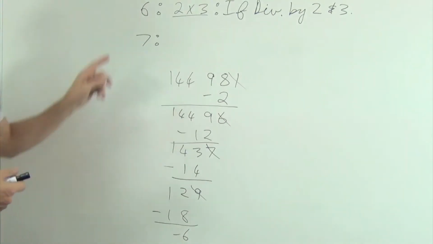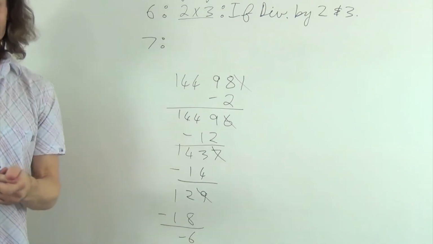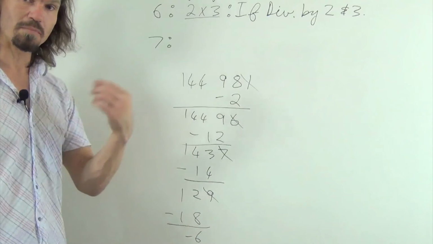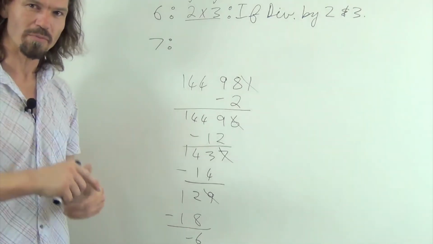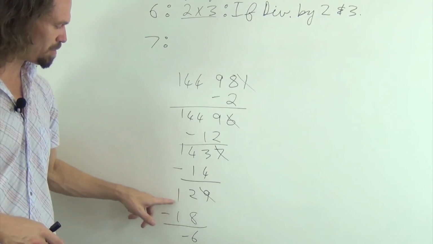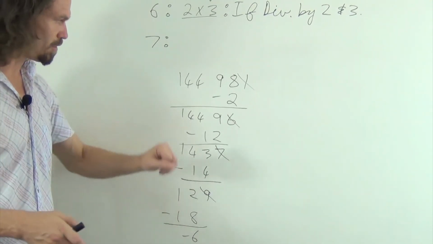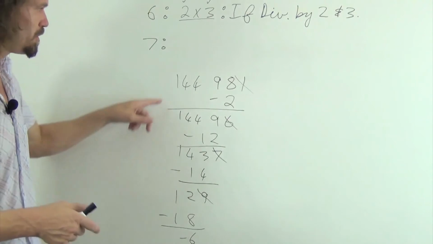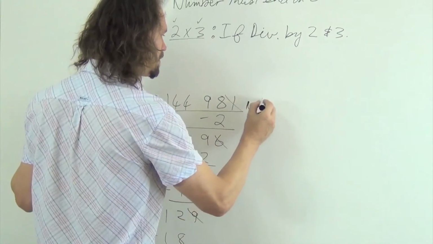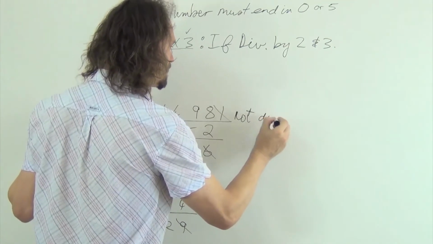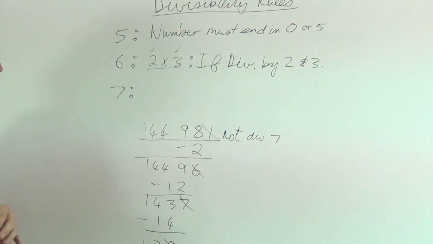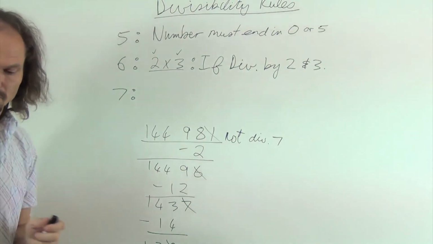Now, first of all, 7 doesn't go into a negative number, but the negative 6 will be your remainder at the end. We don't worry about the remainder now. But 7 does not divide into it because that gives us negative 6, not 0 or a multiple of 7, which means the big original number is not divisible by 7, right? That number is not divisible by 7.